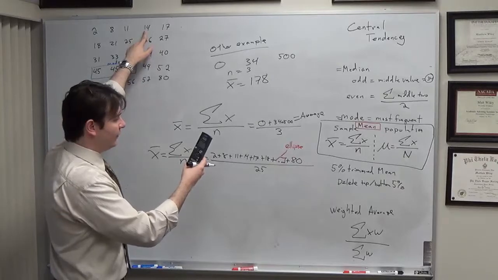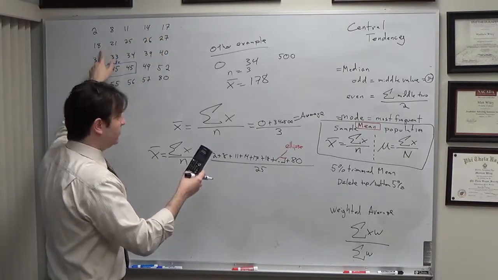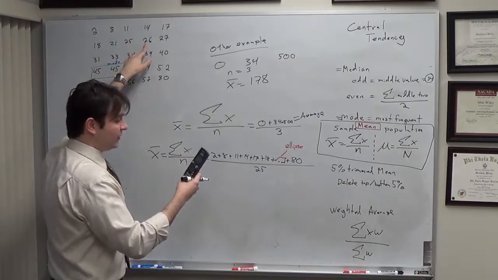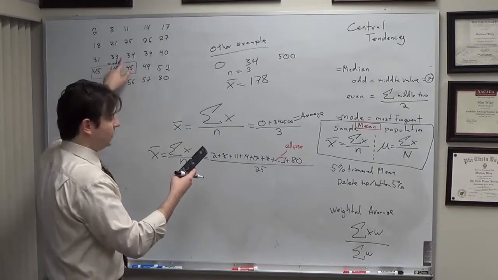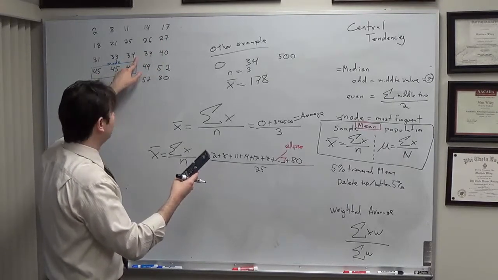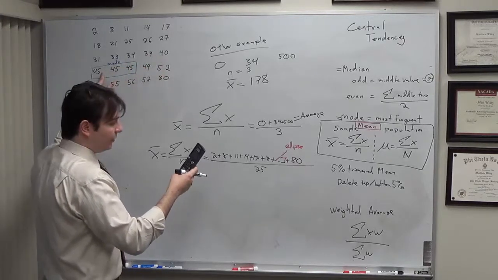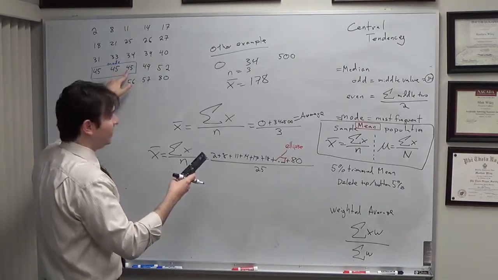All right, I've got 14, 17, 18, 21, 25, 26, 27, 31, 33, 34, 39, 40. Oh my goodness, we're almost done. 45, 45 again, 45 another time.